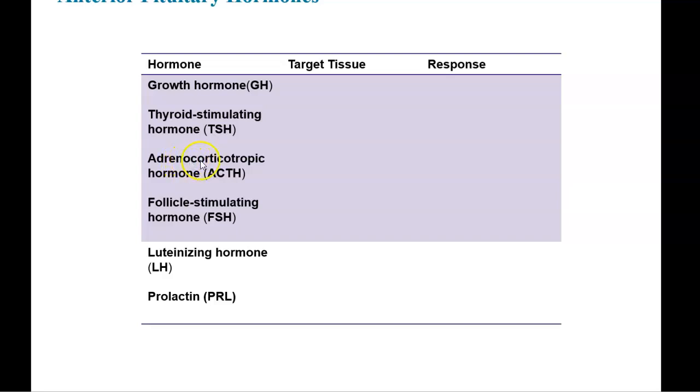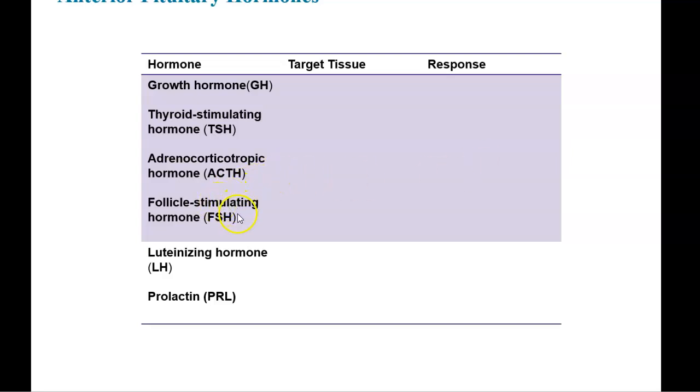And then there's the adrenocorticotropic hormone, which is going to target the adrenal cortex. Recall that the adrenal cortex is the outer layer of the adrenal gland, and that's going to promote the release of glucocorticoids and mineralocorticoids.